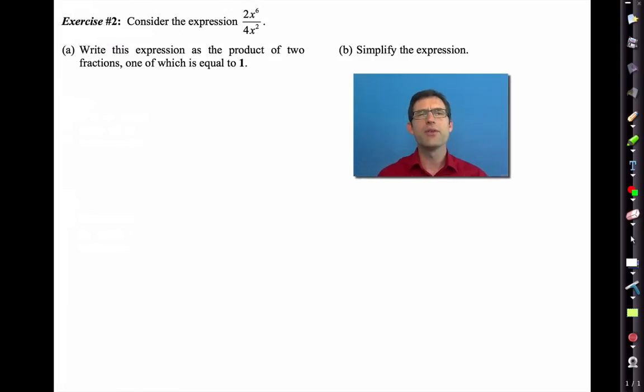So today what we're going to be doing is playing around with expressions that look like this. We're going to try to simplify things that look like 2x to the sixth divided by 4x squared. And letter A says write this expression as the product of two fractions, one of which is equal to 1. Well, before we even do this, I want to make sure that we have a little primer, and that little primer is how we multiply fractions.